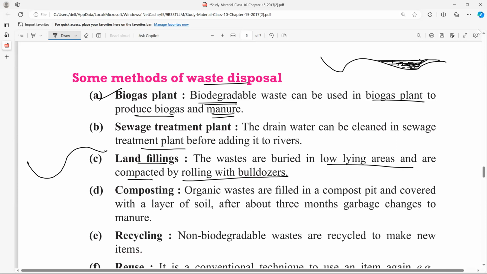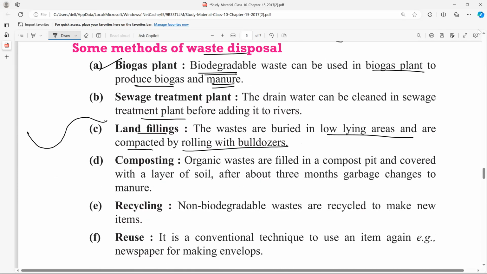The composting, there are different types of composting. Organic waste is filled in a compost pit and covered with layers of soil, and then it will get converted. This garbage, after 3 to 4 months, gets converted into manure. Recycling: non-biodegradable waste is being recycled, like metal waste, polythene, plastic waste. They are being recycled, and new items are formed.